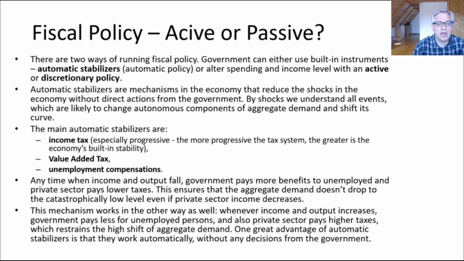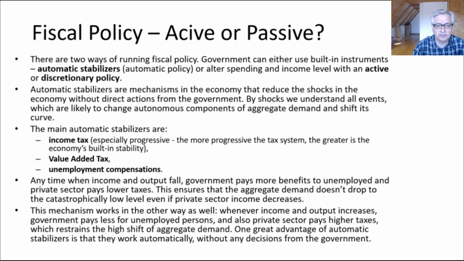There are two ways of handling fiscal policy: active and passive. Passive fiscal policy relies on some built-in mechanisms that we call automatic stabilizers. So they are element of some kind of automatic fiscal policy. This may be contrasted with active, or as we call it, discretionary fiscal policy, which is based on specific decisions made by decision makers, politicians, economists.